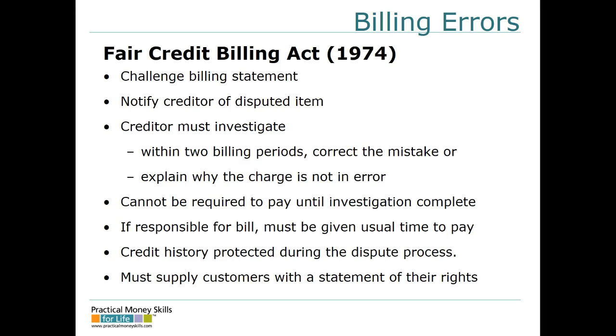Most of the time, if you don't get any satisfaction by doing this verbally on the phone, then you need to do this in writing. You must notify the creditor of a disputed item within 60 days. The creditor must investigate and within 2 billing periods either correct the mistake or explain why the charge is not an error. You cannot be billed for or forced to pay the disputed amount until the creditor has finished their investigation. If it is determined that you are responsible for the bill, you must be given the usual amount of time to pay for it.